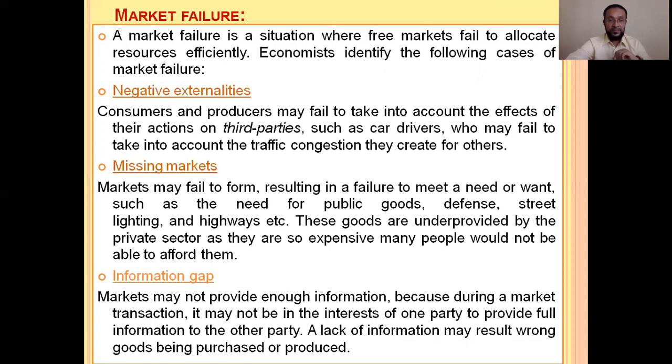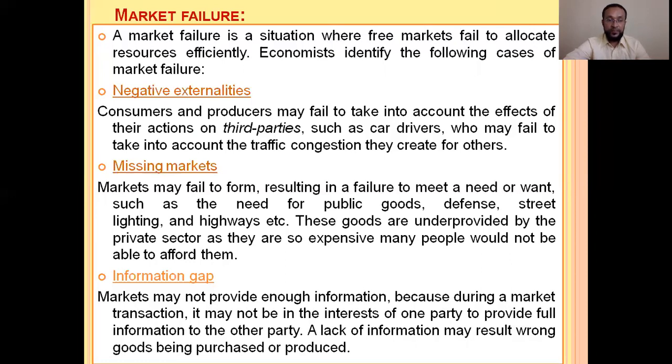Next is missing markets. Markets may fail to form, resulting in a failure to meet a need or want, such as the need for public goods, defense, street lighting, and highways, etc. These goods are under-provided by the private sector as they are so expensive, many people would not be able to afford them. This is called missing market. That means if public goods are under-provided by the private sector, it is called the missing market. This missing market leads to market failure.